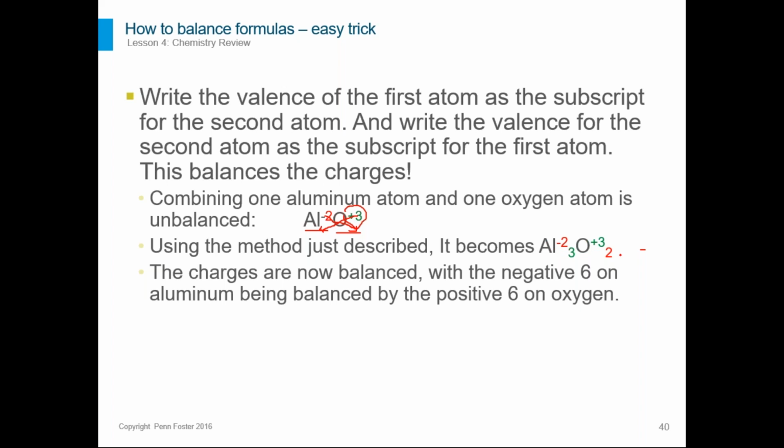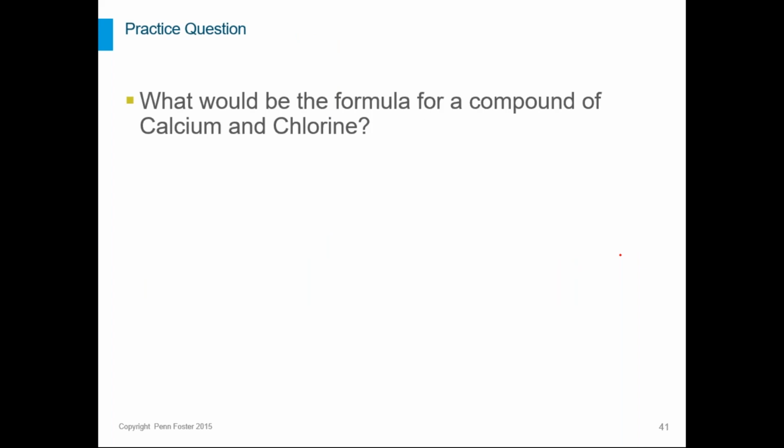So you can see that now they will balance out because we have aluminum, which is -2, and we have 3 of them. Well, -2 times 3 gives us -6. And oxygen is +3, and we have 2 of them. Well, +3 times 2 gives us 6. So we have -6 plus 6. They're going to cancel out.